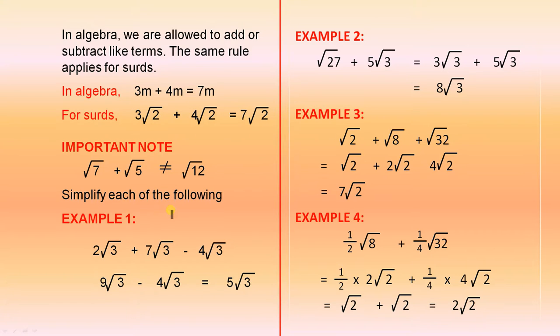Now here is the first example. 2 the square root of 3 plus 7 the square root of 3 minus 4 the square root of 3. That gives us 9 the square root of 3 minus 4 the square root of 3, which is 5 the square root of 3. So that's the answer.